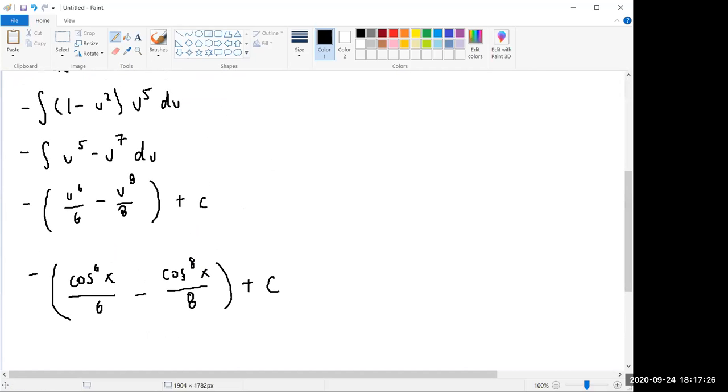Any questions on that? How'd you get u to the seventh power? So I multiplied the u to the fifth. I distributed inside both terms inside the parentheses. Oh, I see it now. So yeah.